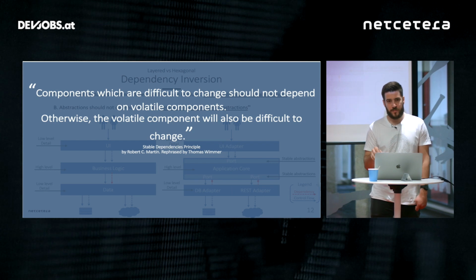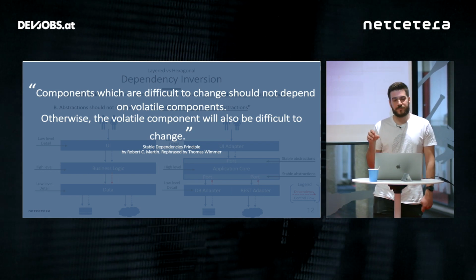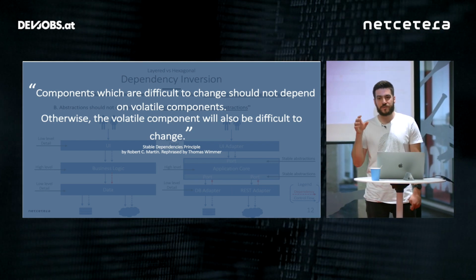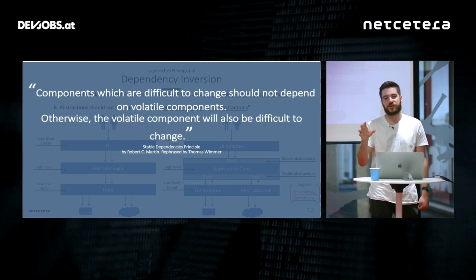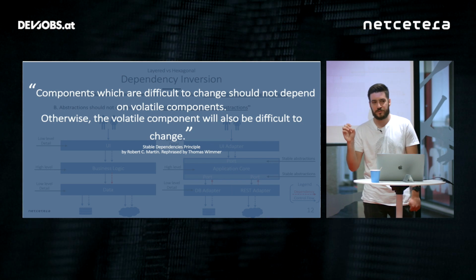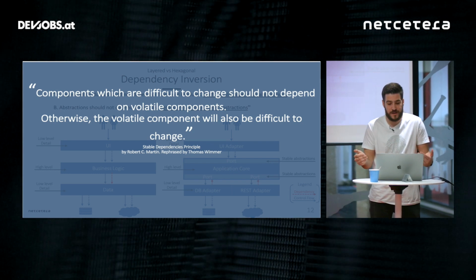So, what are the volatile components in a software system? The volatile components are those components we want to change. So our business logic, our infrastructure code, these are things we want to change. Our software should be easy to change, right?